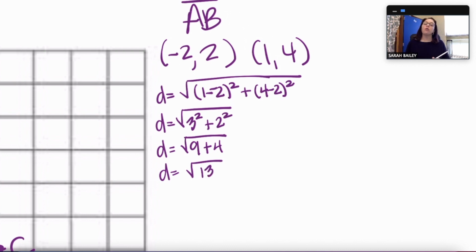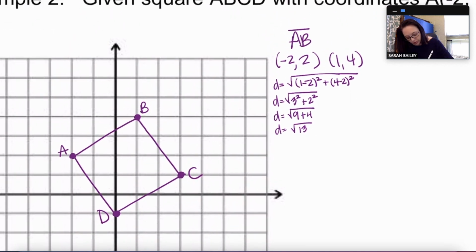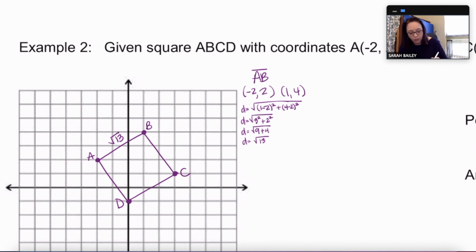All right, we already know that 13 is not a perfect square. So I'm going to just leave this in that radical form for right now. So side AB is going to be the square root of 13. Now, I want y'all to see right here, it says this is a square, right? So then all the sides should be the same length. So all of my sides should be equivalent to the square root of 13.